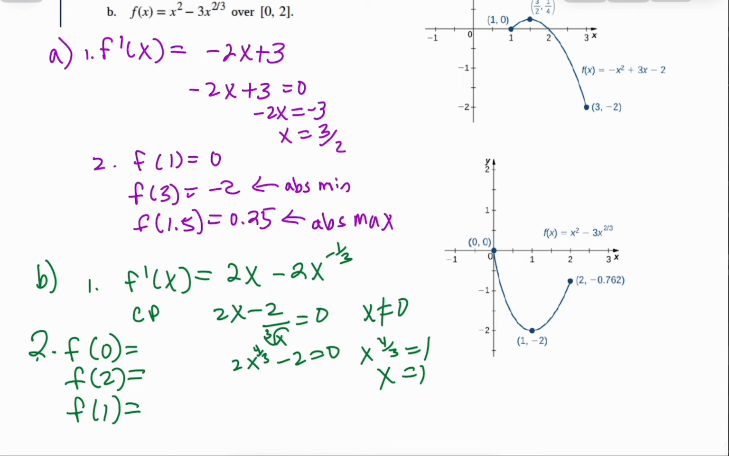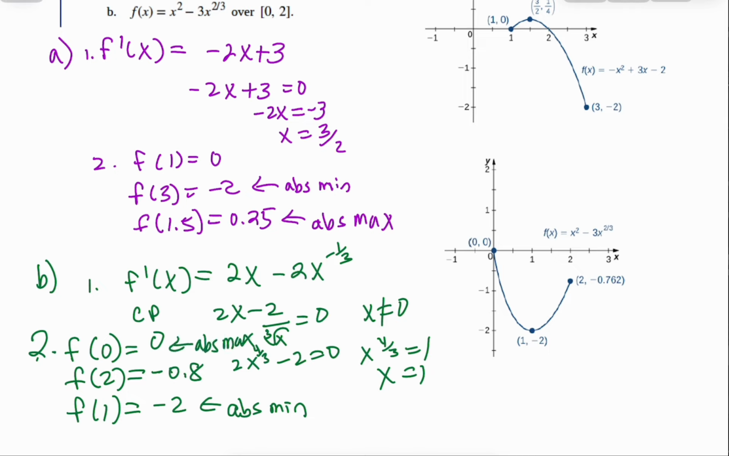If you plug in 0 to the original function, you get 0. If you plug in 2, you get negative 0.8. If you plug in 1, you get negative 2. This is the absolute minimum. It's the smallest. This is the absolute maximum on that interval.